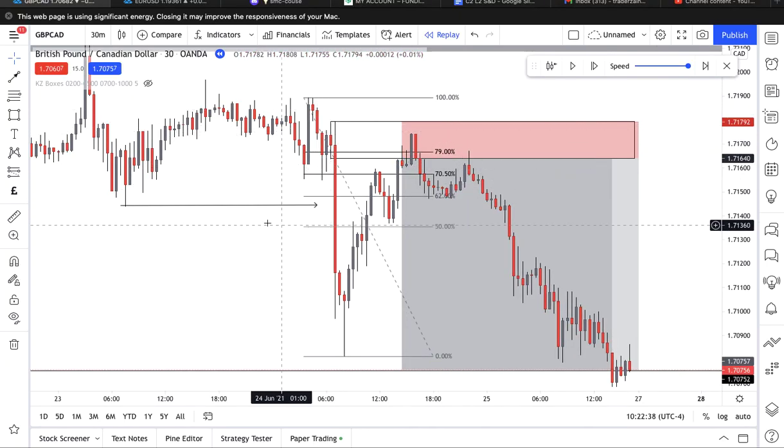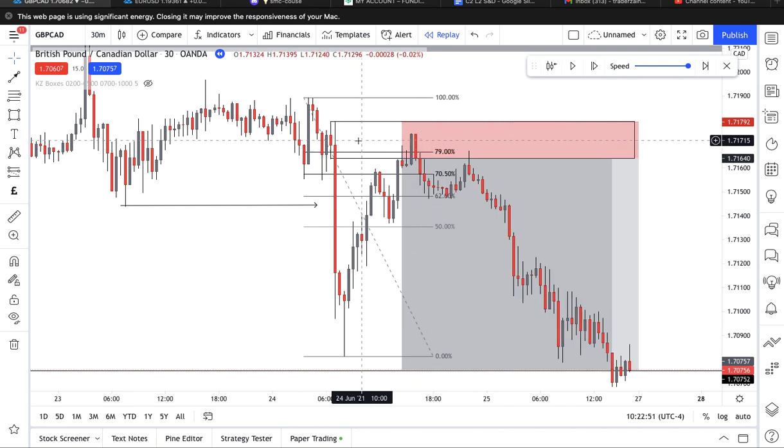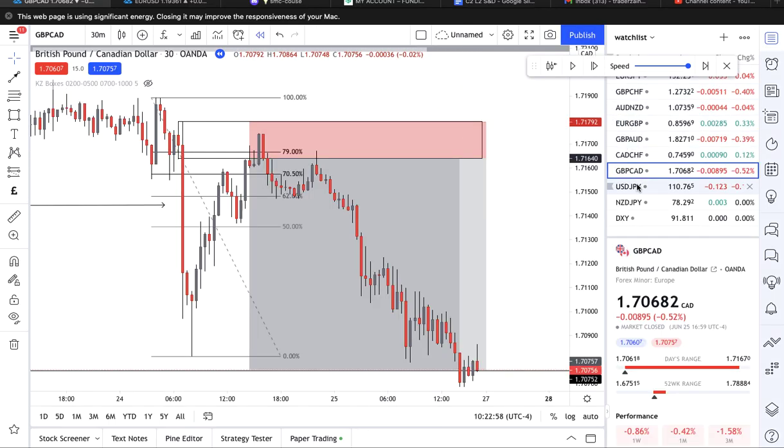Now does it make sense why I selected this zone? Number one, it broke structure. Number two, we have a clean indecision candle. Number three, this zone aligns perfectly with our premium Fibonacci level. So this will be classified as a premium supply. So when price pulls back into it, we would look to sell off. Now let me show you guys another example.